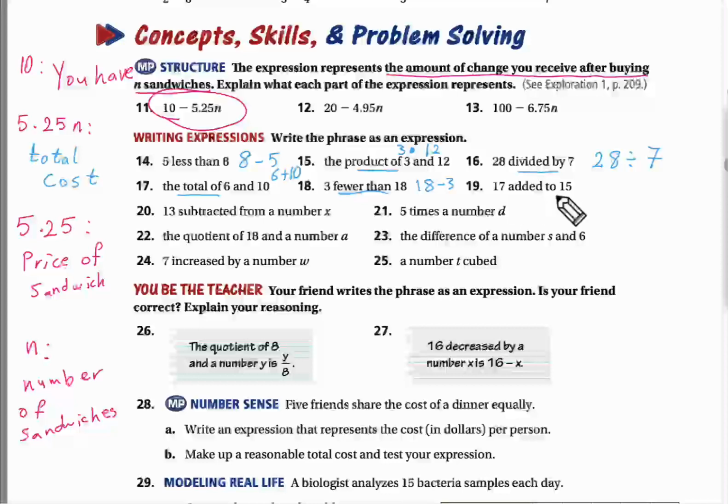17 added to 15. Plus. Yes, give me the expression. 17 plus 15. Yes, but for this one, we have the 15 and we add 17 to 15. So it's 15 plus 17. And of course, if you write 17 plus 15, it's correct because you can change the order in addition. Yes, so both are correct. Thank you, Omar. Amir?